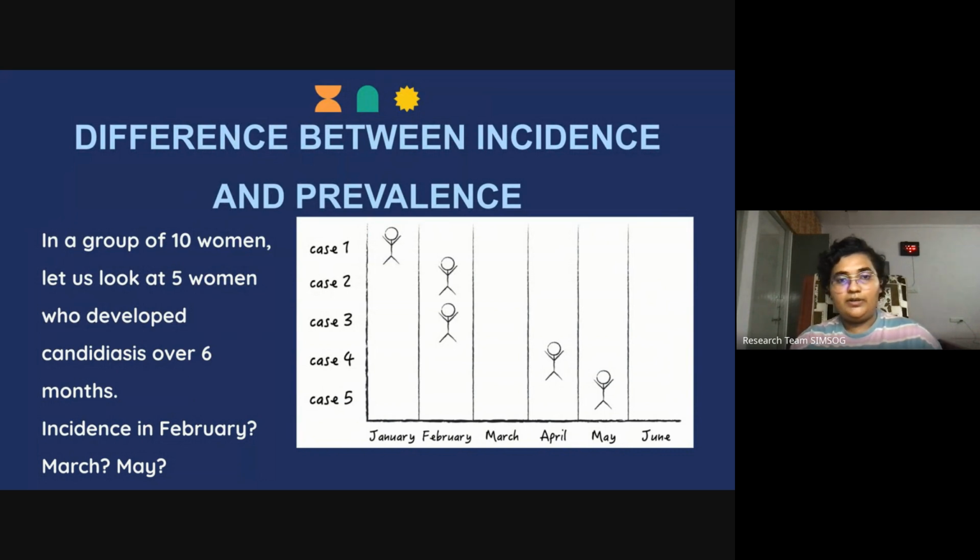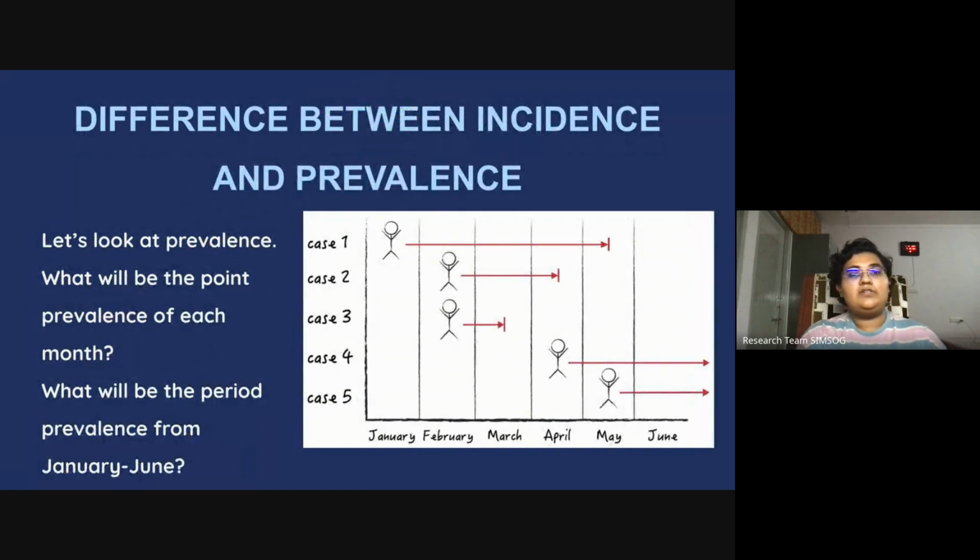Now let us look at prevalences. Let's say the first case had the disease till May. The second case had the disease till April, and the third case had the disease till March. The fourth case, who got it in April, and the fifth case still had the disease till June. So what would be the point prevalence of March? 3 in the numerator. Great. What would be the point prevalence of June? 2. Yes, 2.